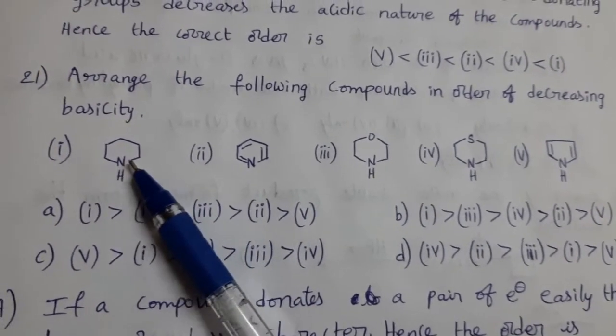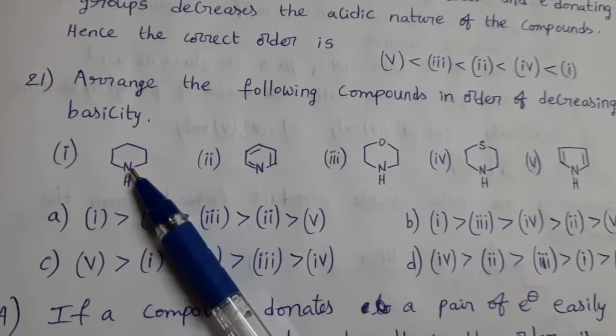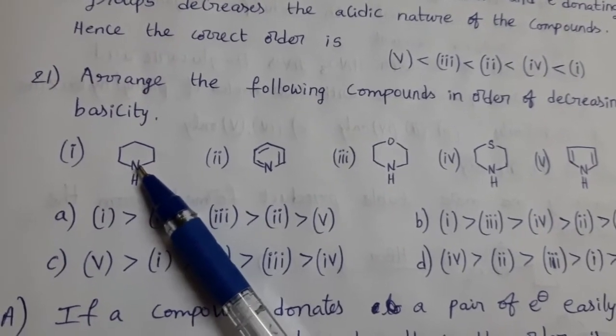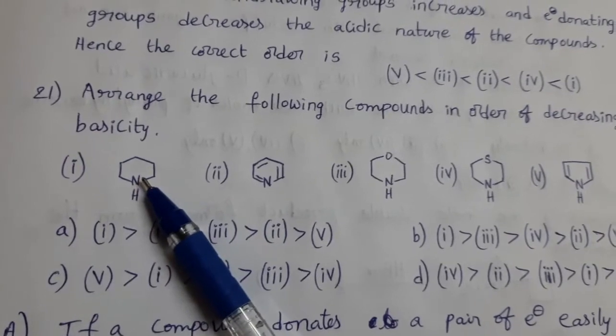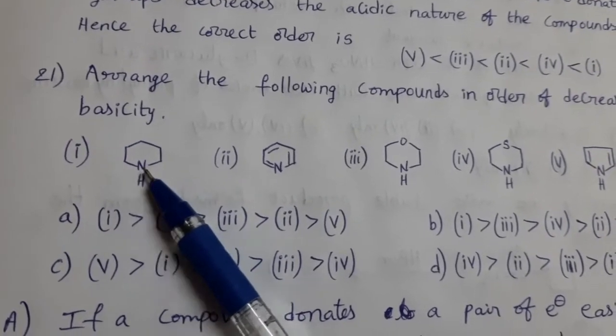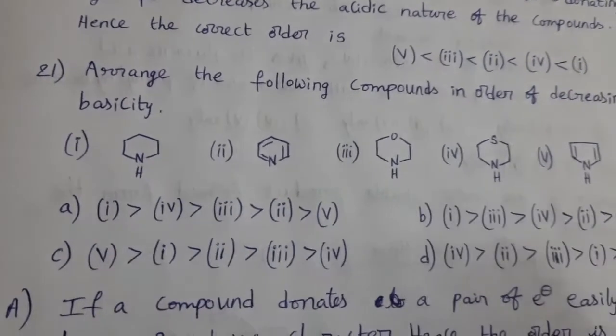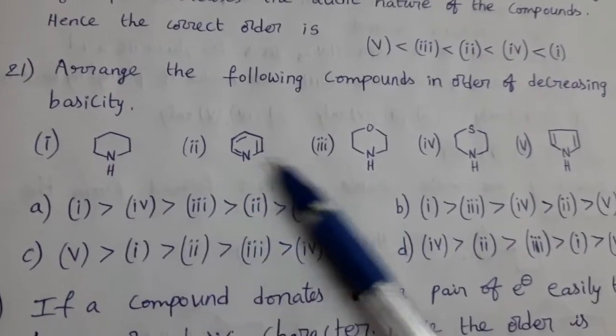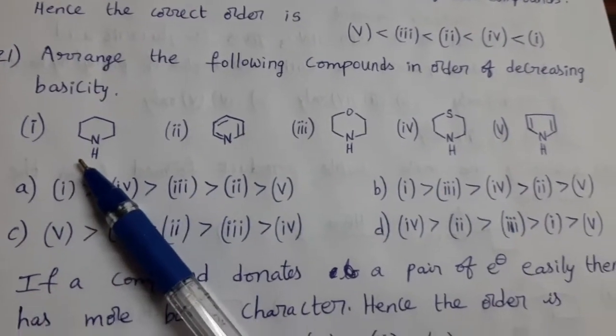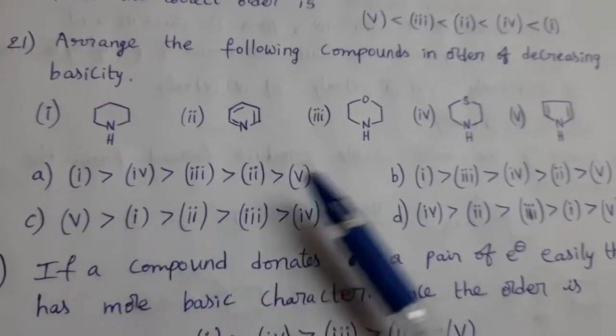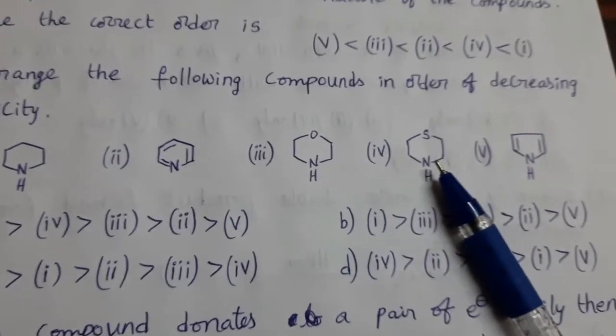See the first one, in this there is no conjugation. Nitrogen has a lone pair of electrons, and since there is no conjugation, it easily donates to another substance. So, in all these compounds, it has more basic character. And next one, fourth compound.